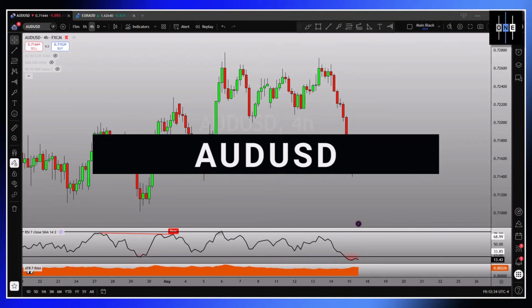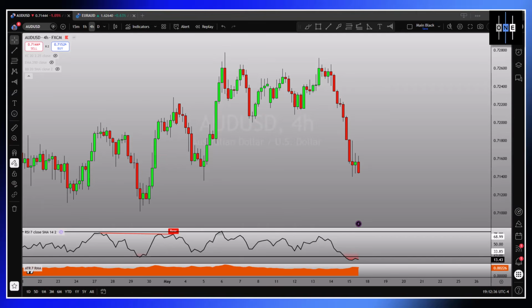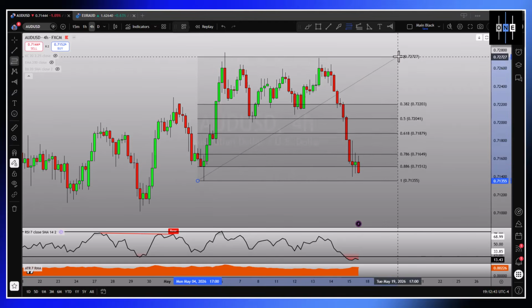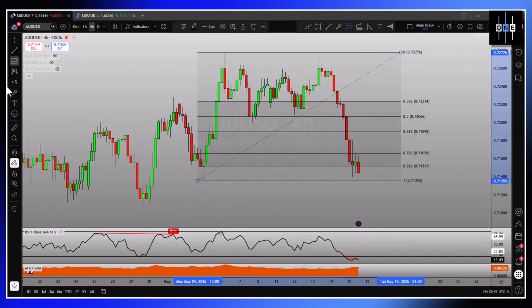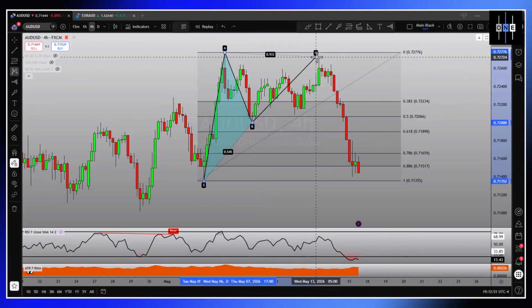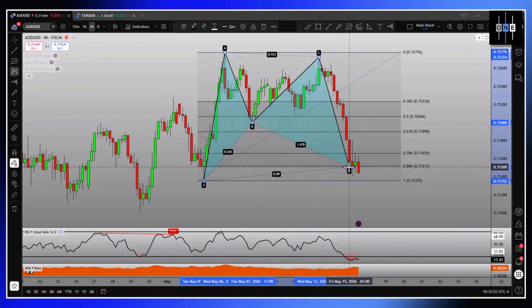Another pair you should keep your eye on is going to be the Aussie dollar. You can look at this one a few ways as well. I know a few traders may be seeing this as a bat pattern in its own right. Looking at, where's my daily here? X to A, swing low to swing high, A to B right here, B to C up there, C to D down here right at our 886. So it's an at market bat.